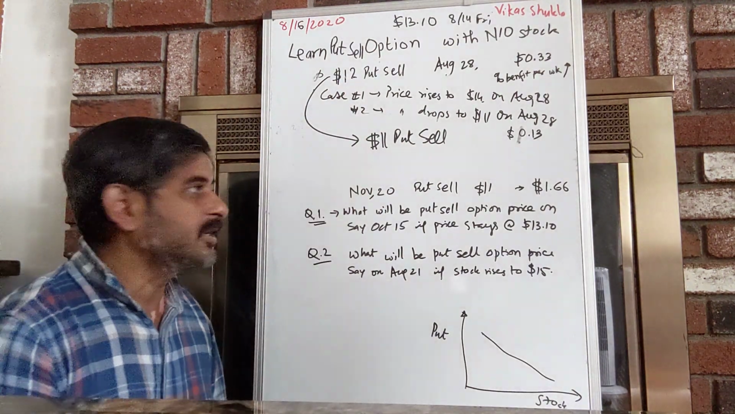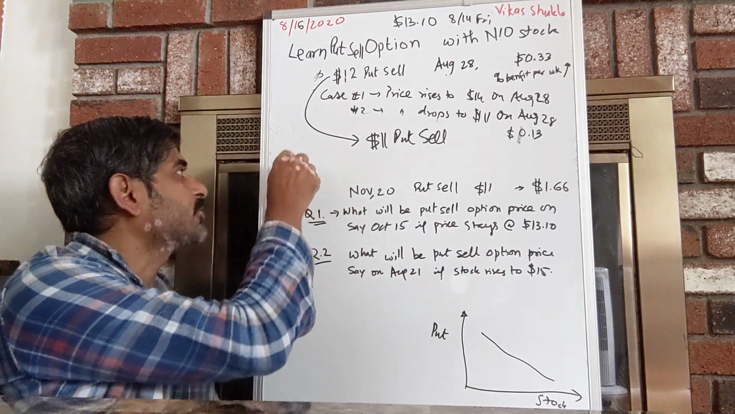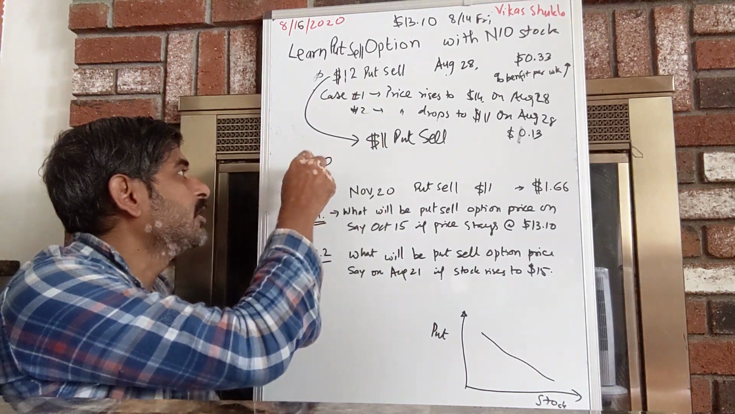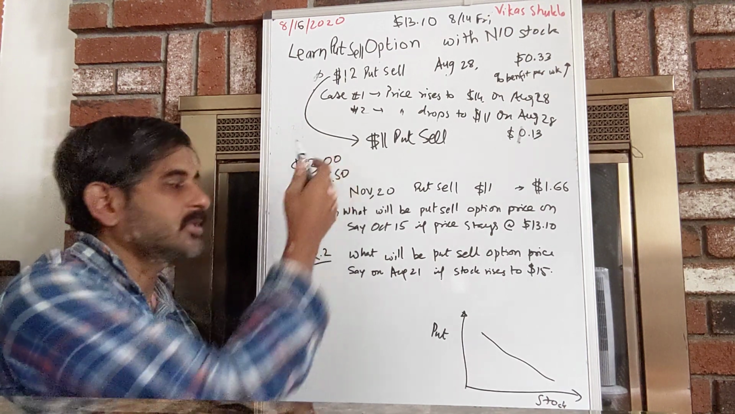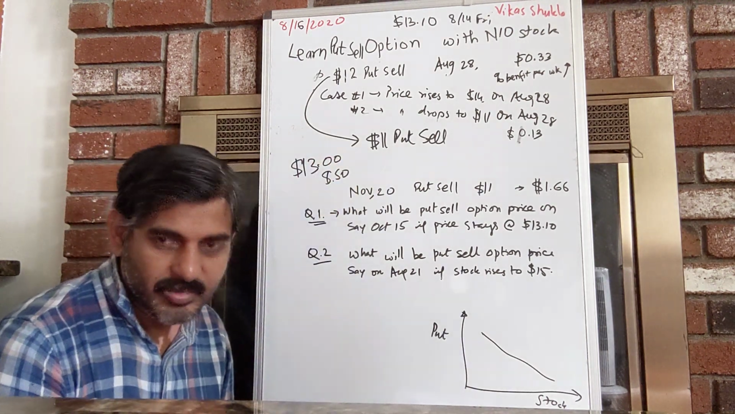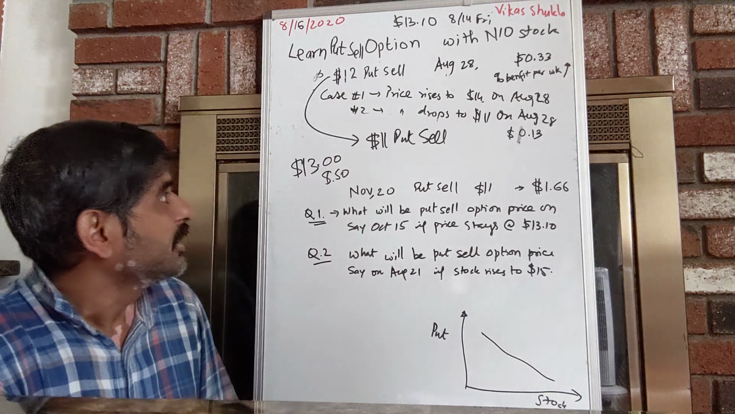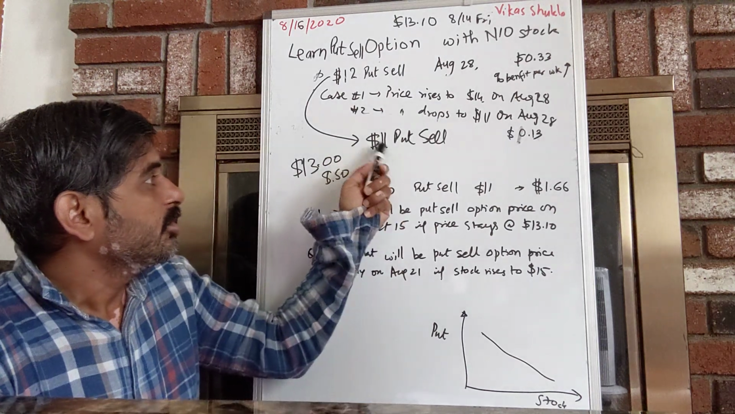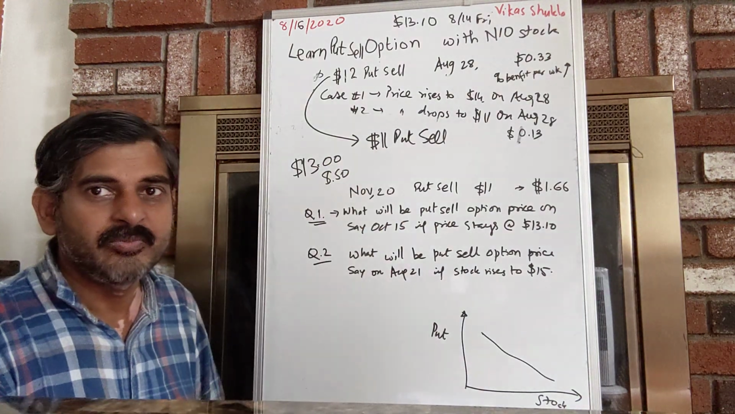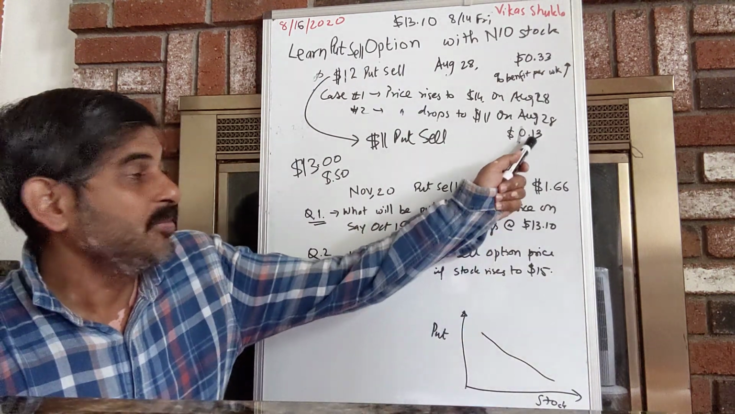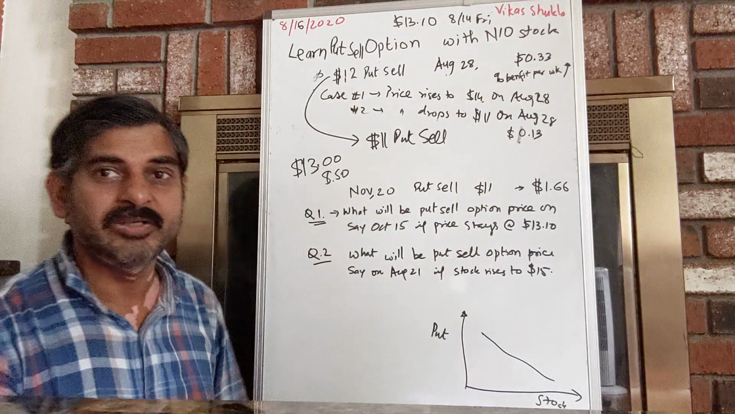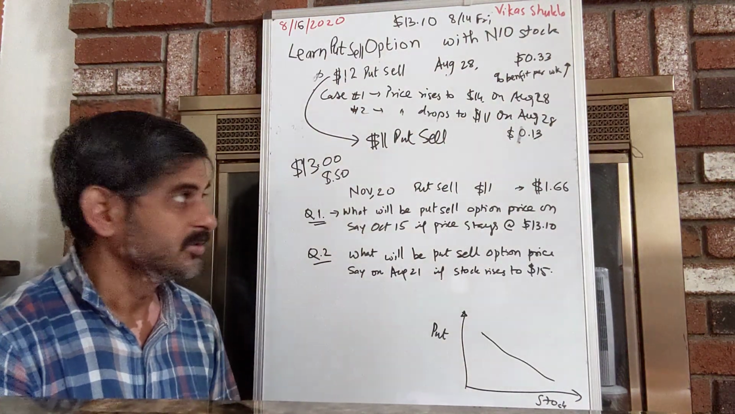Or maybe even $13. There are $13 put sells as well. The price may be like 50 cents or maybe 60 cents. I will have to check on my laptop. I can do that, but that's not important. If I do an $11 put sell, you should be able to guess whether the premium is going to be less than 33 cents or more than 33 cents.